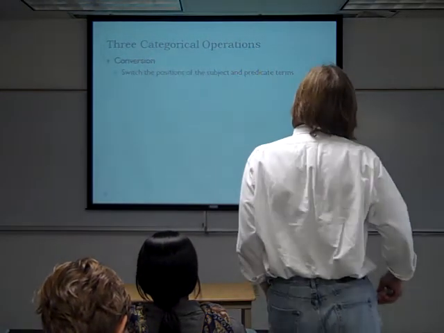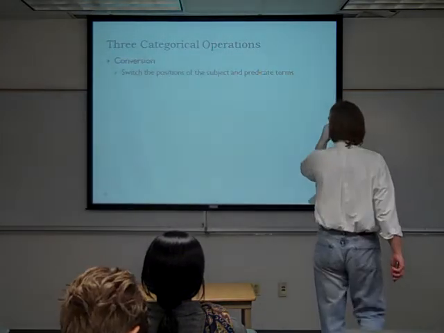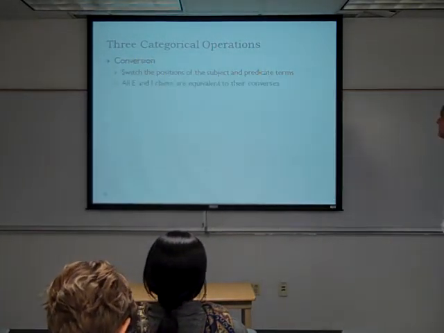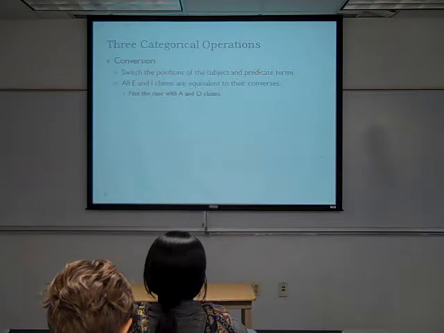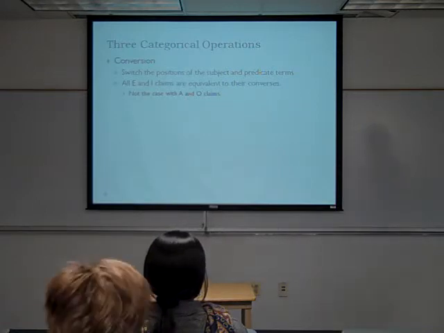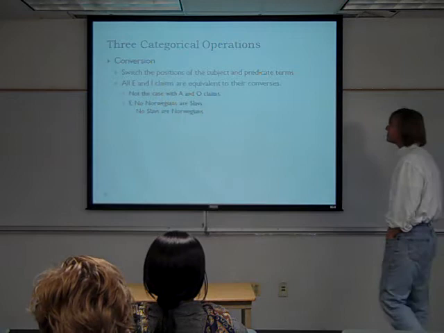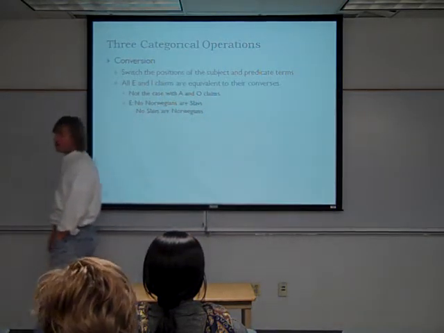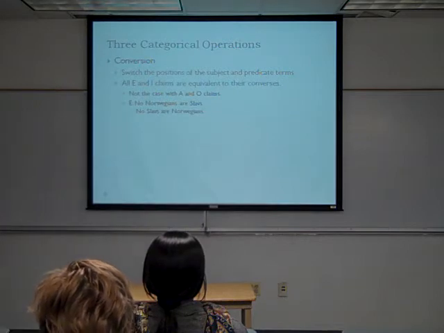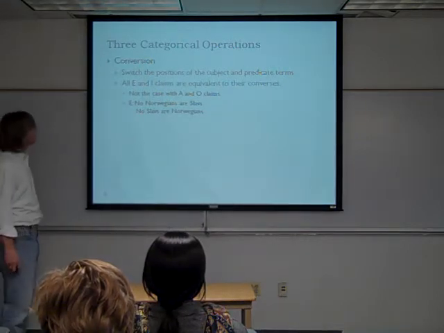In conversion, we switch the positions of the subject and the predicate terms. It's pretty simple. All E and I claims are equivalent to their converses. It's not the case with A and O claims. It's only the case with E and I claims. So let's consider this E claim. No Norwegians are Slavs.